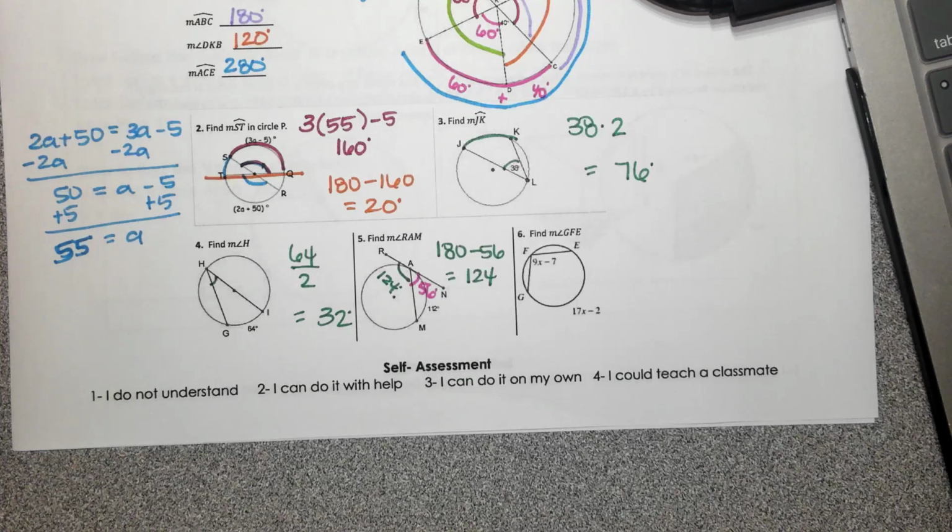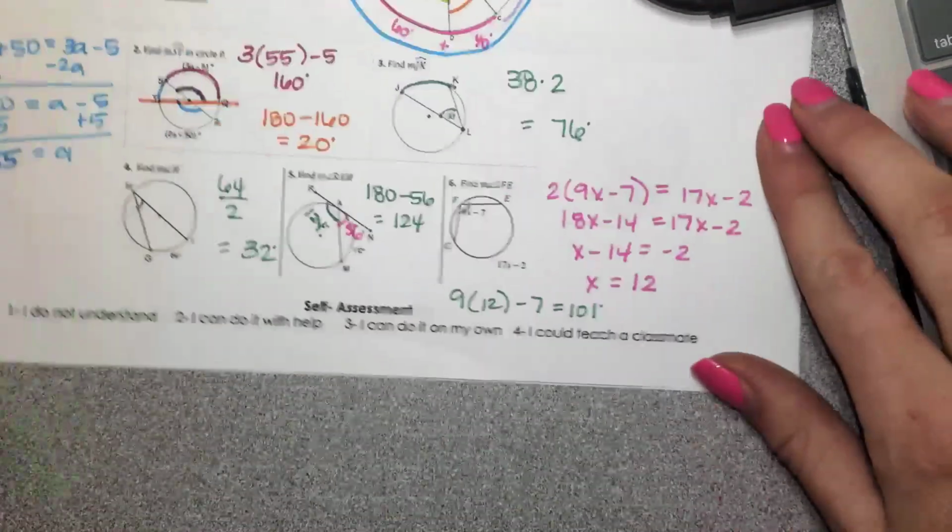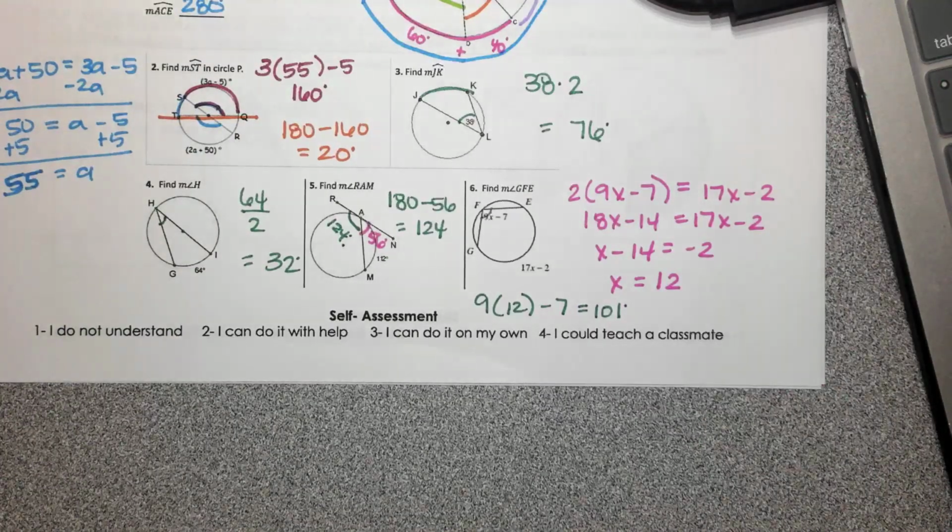Alright, number 6. I'm going to give you a second to see if you can figure it out on your own. Here's my work. 2 times the inscribed angle equals the arc. I solved for x and got 12.